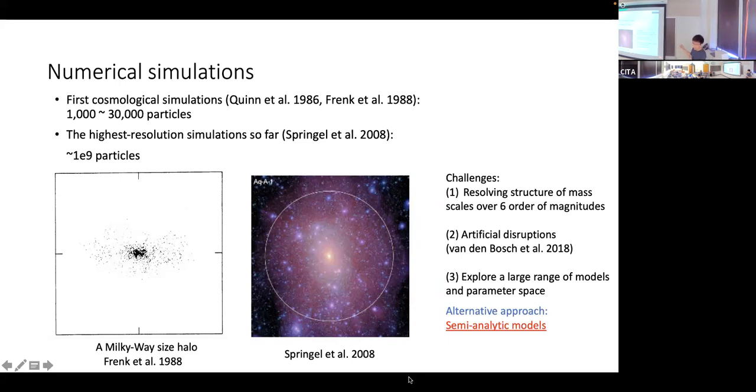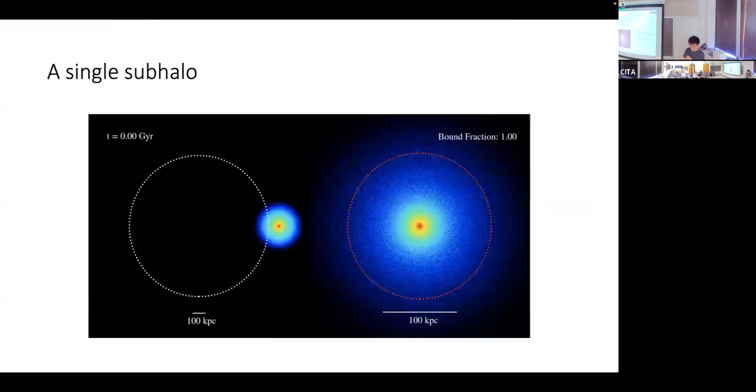In semi-analytic models, we use some approximations to describe the evolution of halos and subhalos, which is much faster than direct simulation. To understand these models, we can first look at a very simple case with just a single subhalo evolving in the host potential. On the left panel, the white dashed circle shows the virial radius of the host, and we put the subhalo on an elliptical orbit.